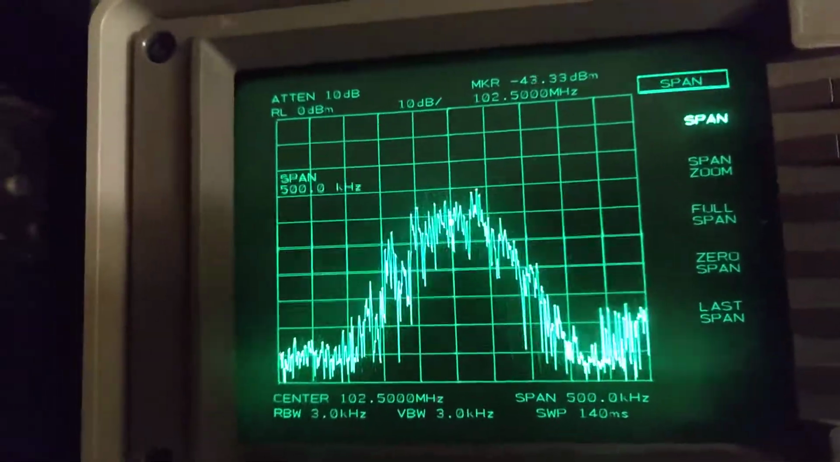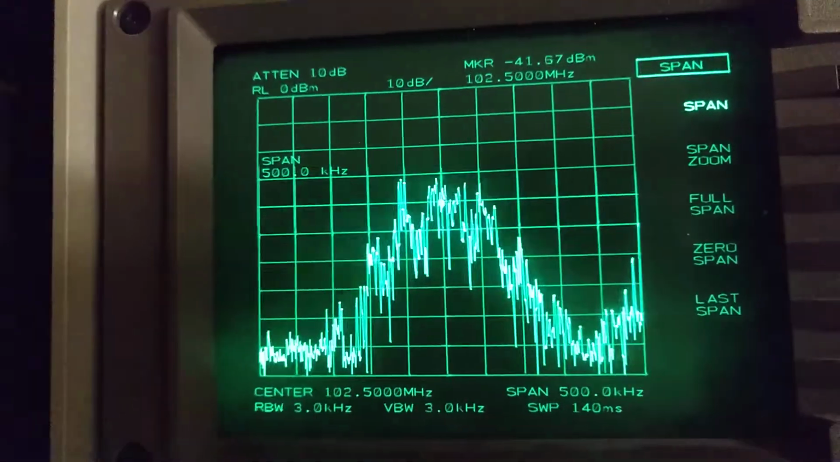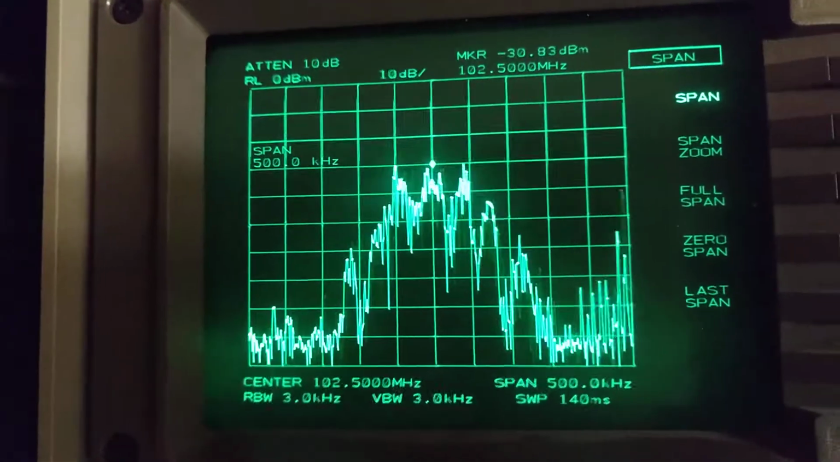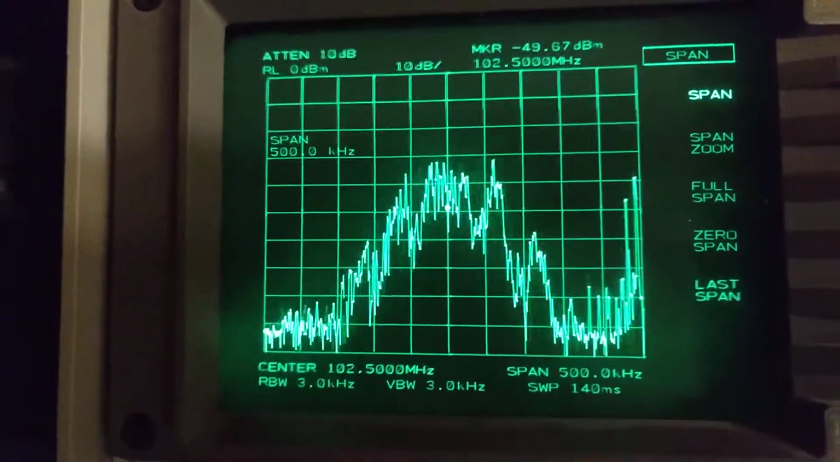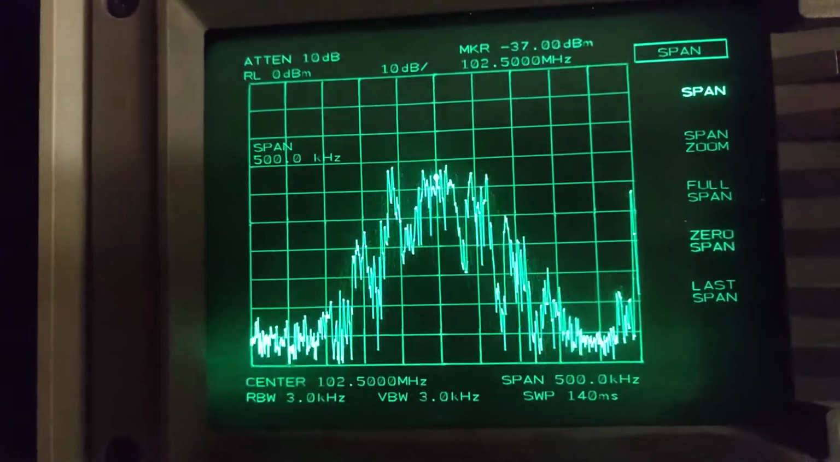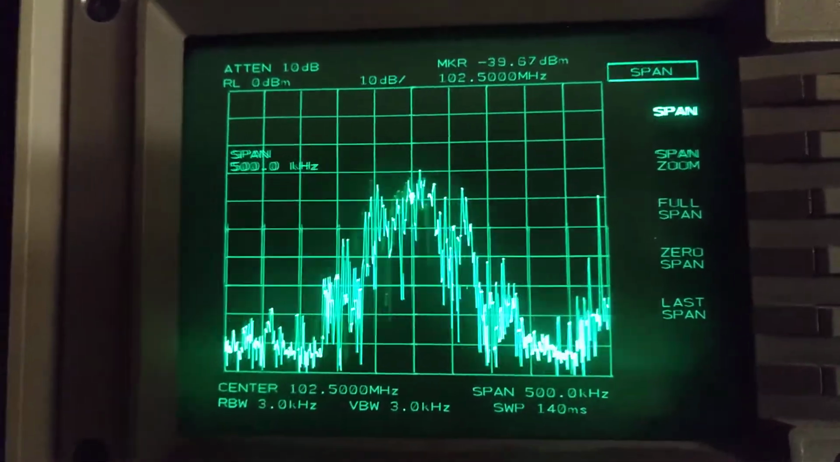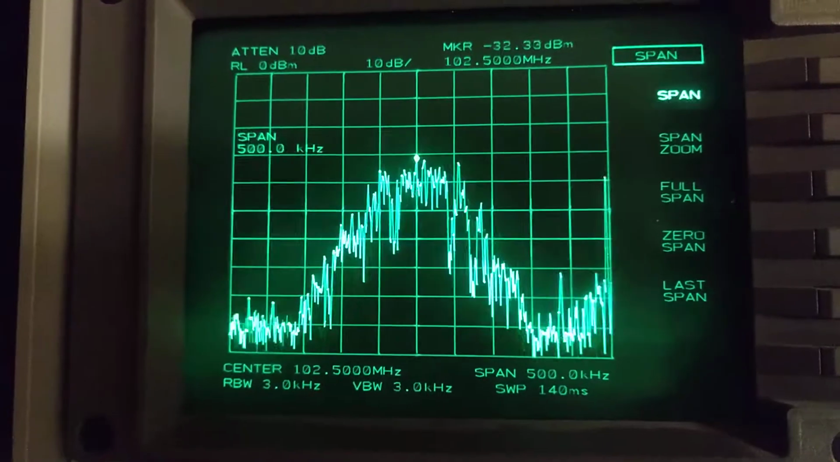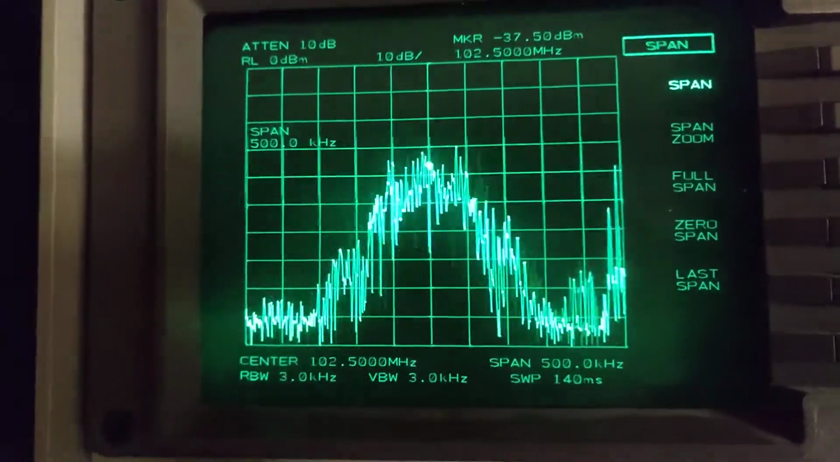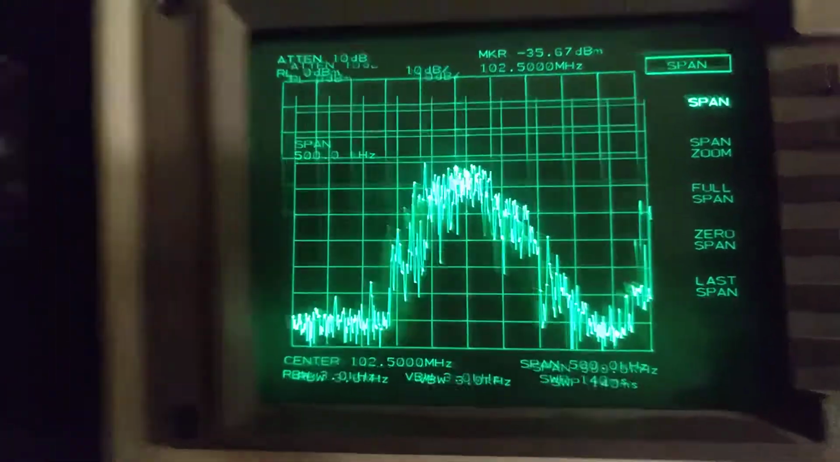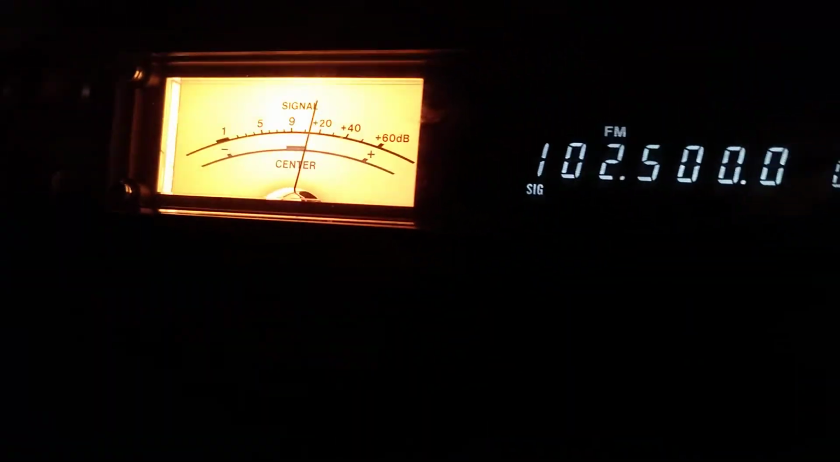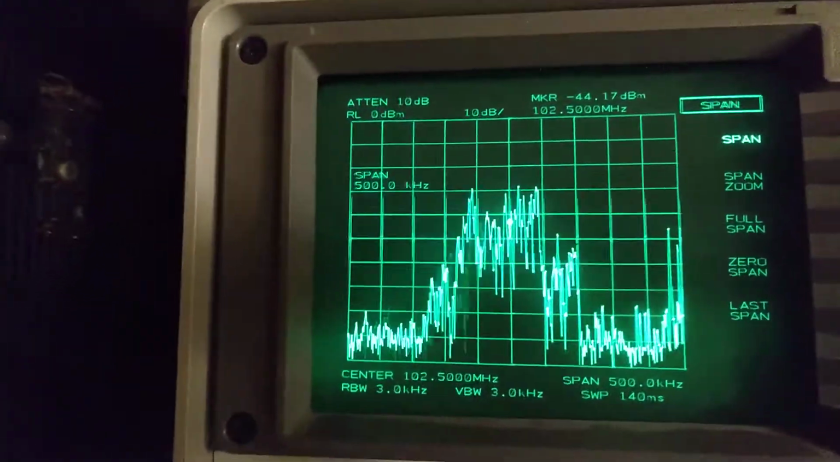The question is what we have to do if we want to measure frequency modulated signal with SDR receivers. Let me show you with a spectrum analyzer with an analog receiver what has been done in the past.